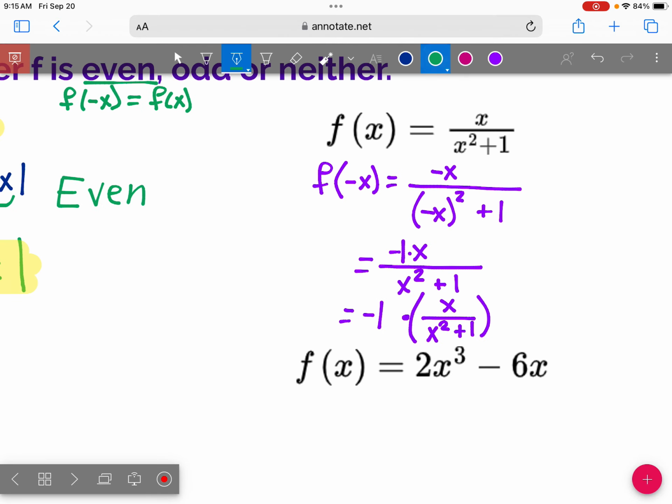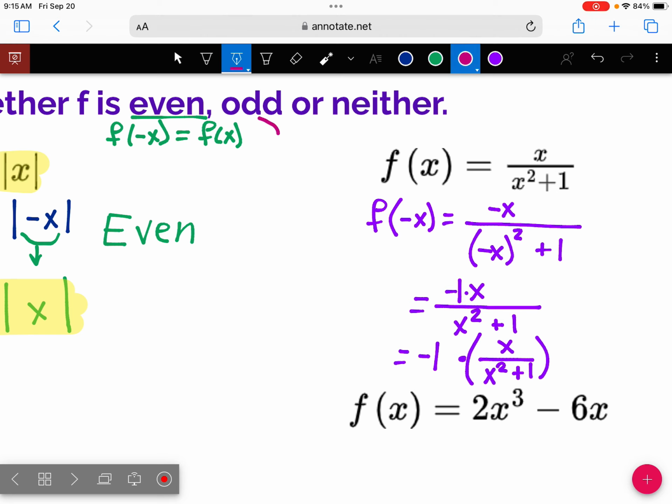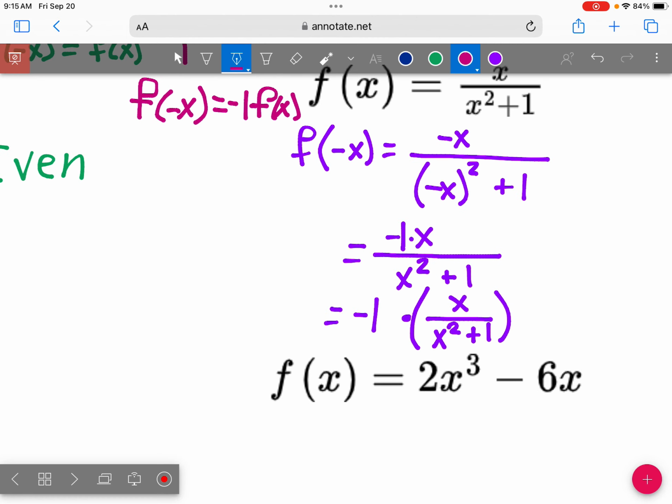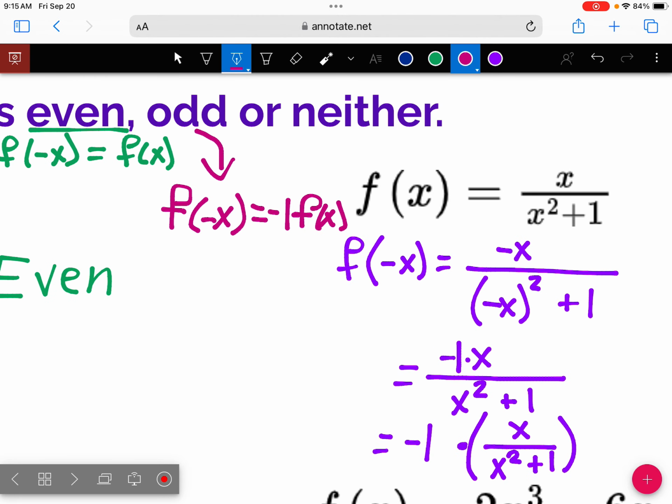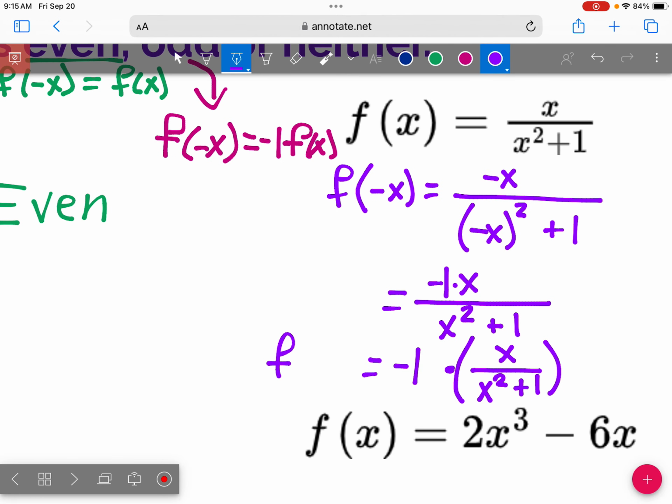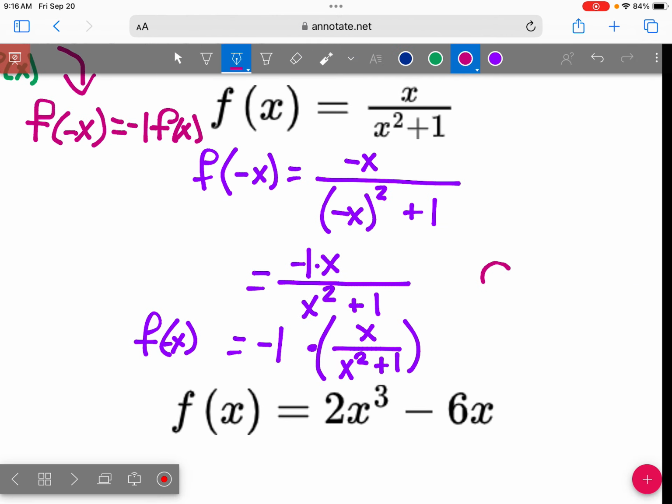The reason I want to is because remember what it meant for it to be odd? It's if my f of minus x is the same thing as minus 1 times my f of x. Negative f of x, the opposite of f of x. So, does my f of minus x equal the opposite of my f of x? Yes. So this one is odd.